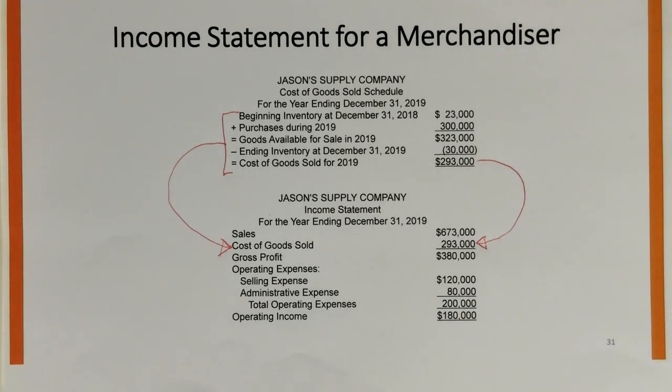So there you have it. In this video, we have really covered a lot. We started off looking at cost objects, direct cost, indirect cost. We looked at cost behavior. We looked at product cost for a merchandiser. We looked at period cost. And we've looked at the cost of goods sold schedule and the income statement as well.